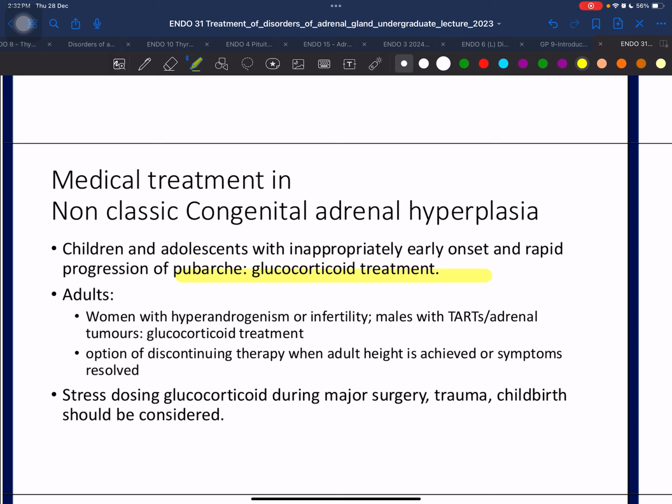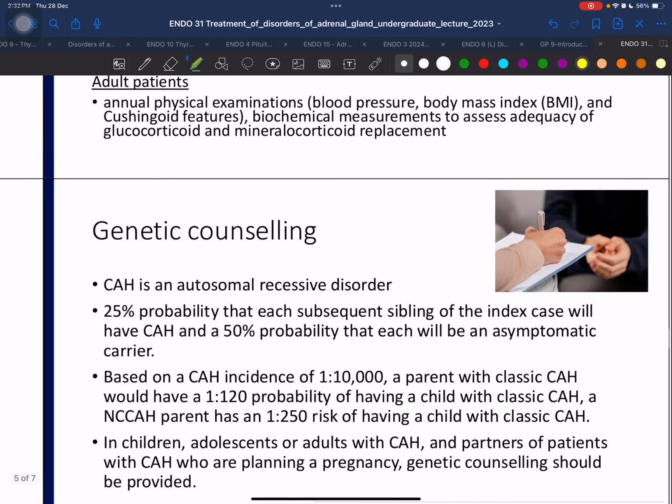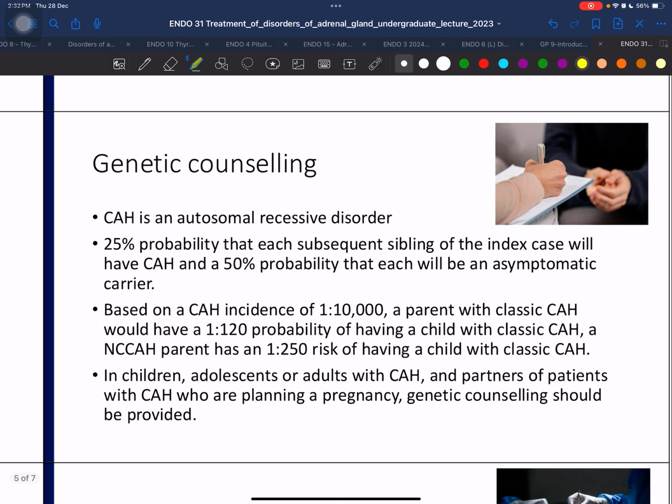Now, genetic counseling, as we all know, CAH is an autosomal recessive disorder. So, there's 25% probability, 1/4, that each subsequent sibling of the index case, meaning the patient who is diagnosed with CAH, will have CAH, and 50% probability that each will be an asymptomatic carrier. Okay, so it's very important that if one person is diagnosed, the siblings, the family is also screened, okay? Based on the CAH incidence of 1 in 10,000, this is just an estimation from a paper, a parent with classic CAH would have 1 in 120 probability of having a child with classic CAH.